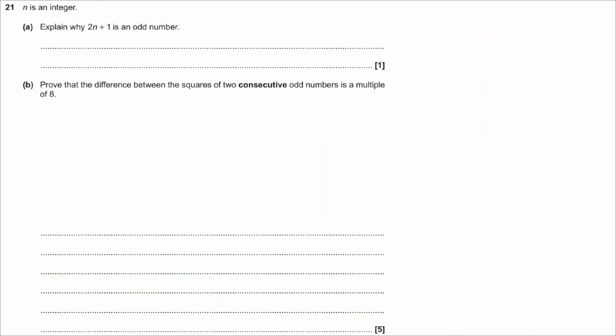Good. Question 21, the last question. You've got n is an integer, a whole number. Explain why 2n plus 1 is an odd number. Now, if you just look at the 2n part over here, let's do it over here actually.